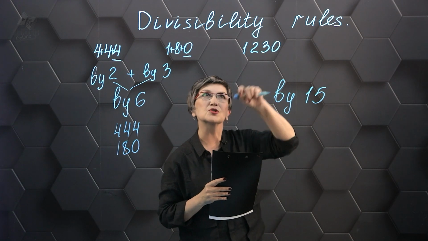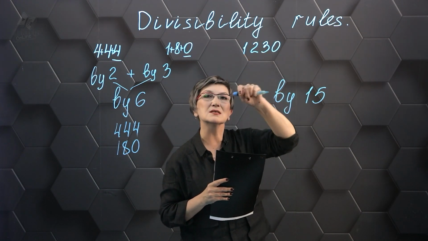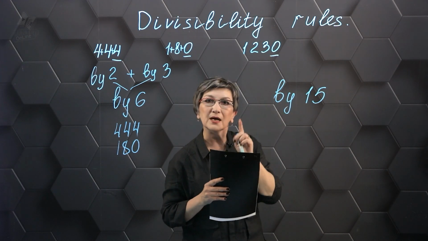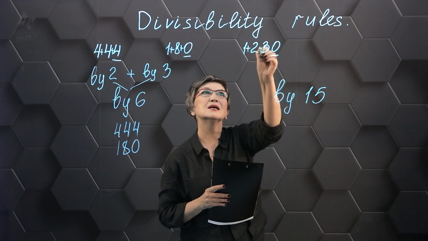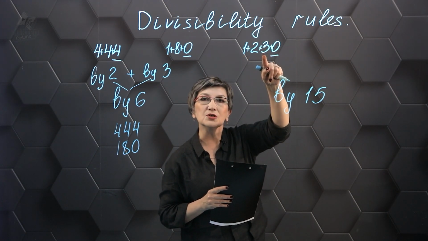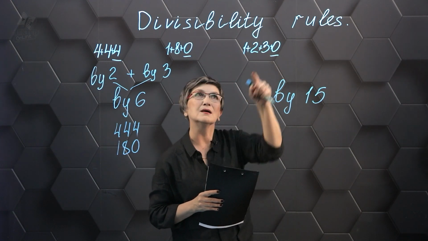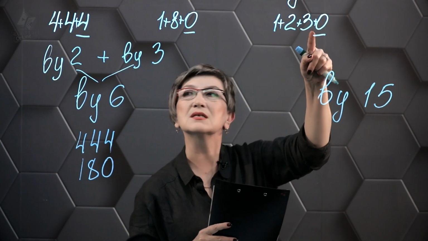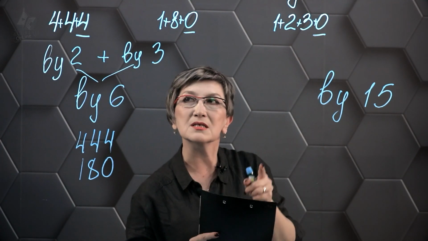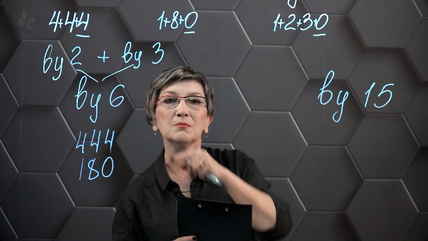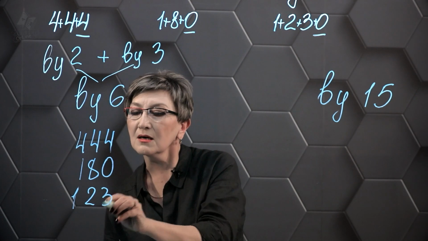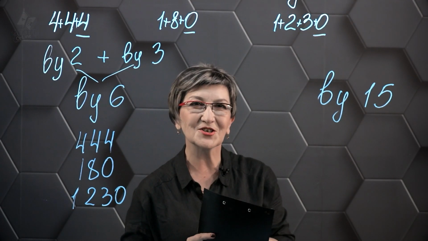And another number, the number 1230. This number can be divided by 2 because the last digit is 0. If I find the sum of the digits, 1 plus 2 plus 3, that's 6, and 6 can be divided by 3. The number 1230 can be divided by 2 without a remainder, and the number 1230 can be divided by 3 without a remainder. Then the number 1230 can be divided by 6 without a remainder.